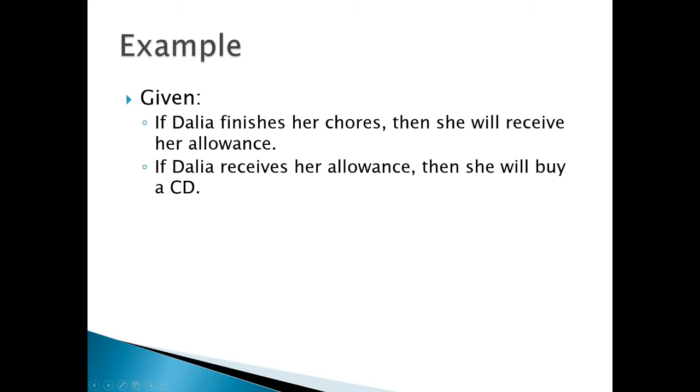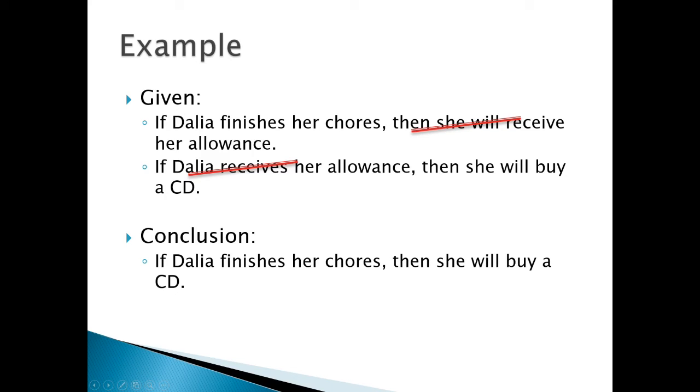So if we look at another example that says, if Dahlia finishes her chores, then she will receive her allowance. And if Dahlia receives her allowance, then she will buy a CD. We can see that the conclusion of the first statement, she will receive her allowance, is the hypothesis of the second statement, and they will cancel out. And what we are left with is the hypothesis of the first statement and the conclusion of the second. So our valid conclusion is, if Dahlia finishes her chores, then she will buy a CD.